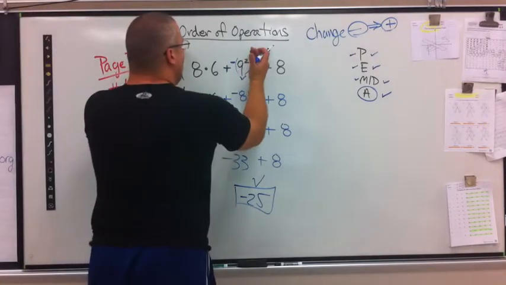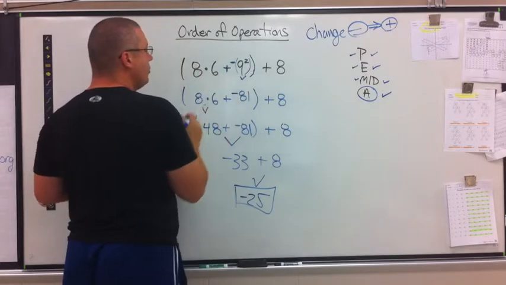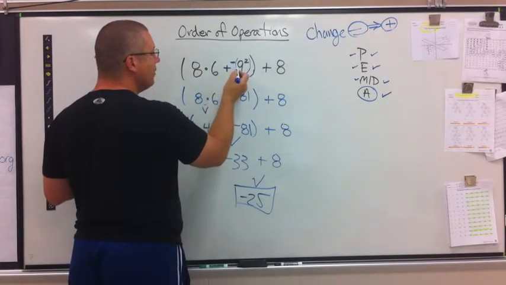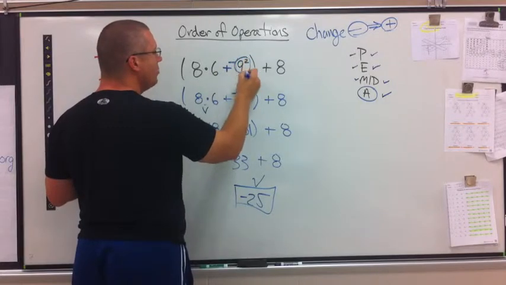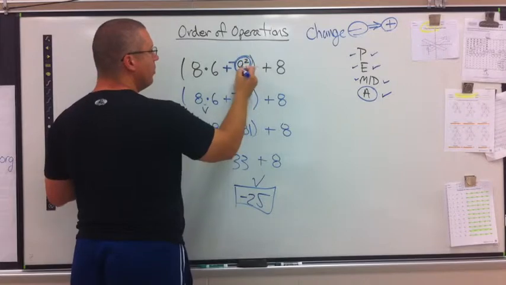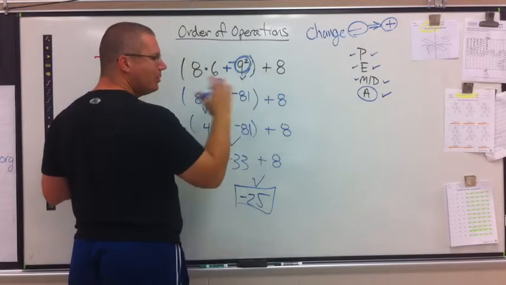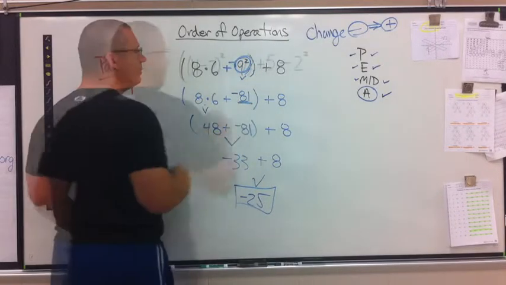So again, inside parentheses, follow order of operations. When you get a subtract in front of an exponent, careful. When I turn it to addition, I want the opposite of whatever this exponent is worth. This was worth 81, so I want the opposite of 81, which is negative 81.